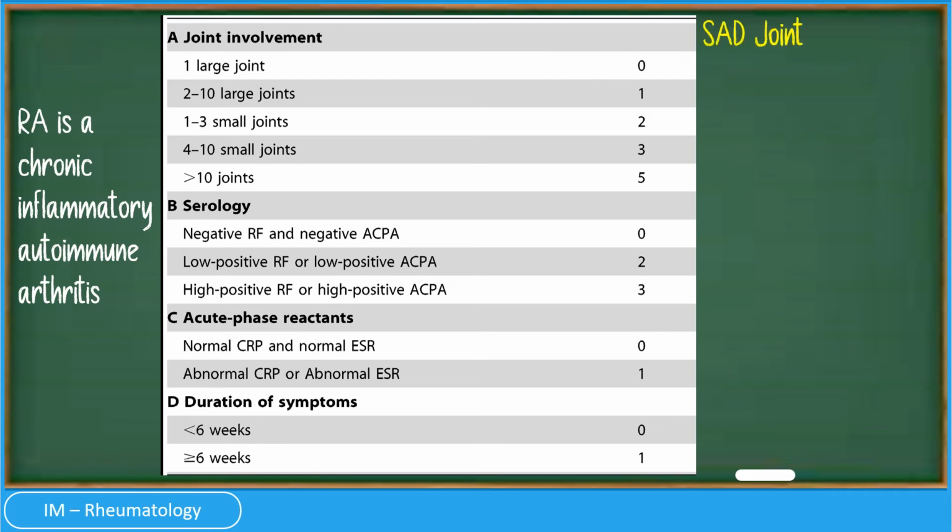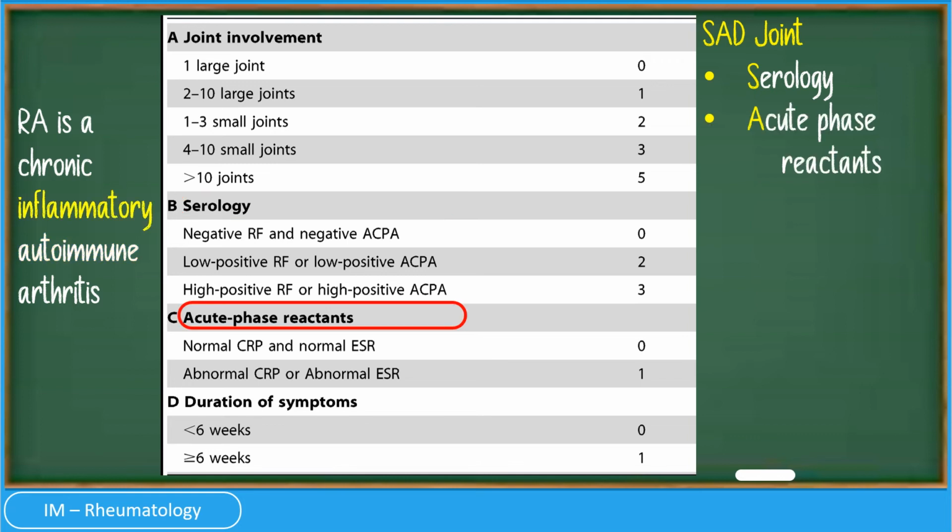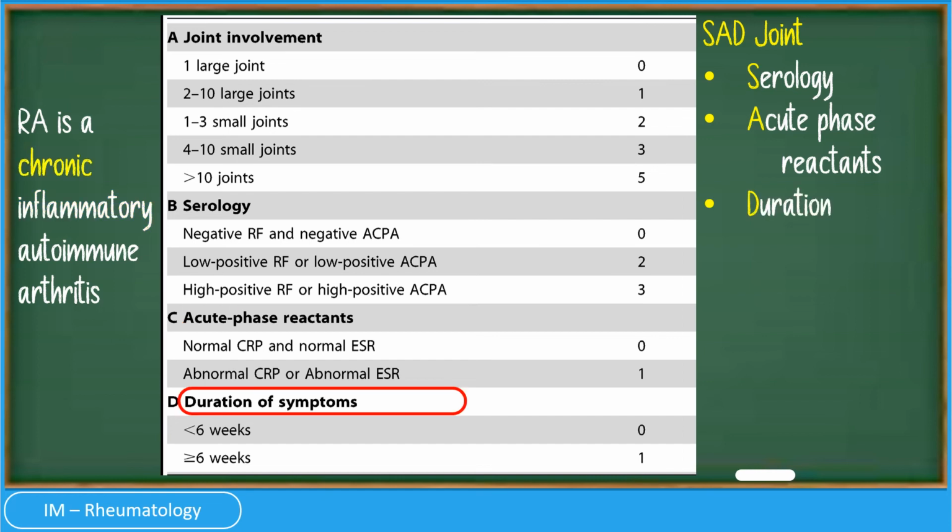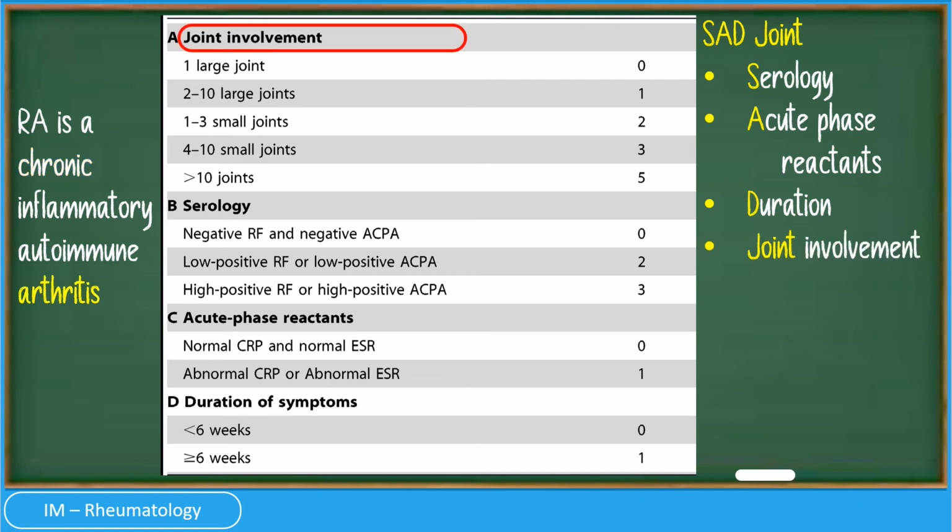The mnemonic that I use is SAD joint. S is for serology. In this case, we could use the rheumatoid factor or the anti-CCP antibodies. A is for the acute phase reactants, ESR or CRP. D stands for duration of symptoms. And lastly, joint for joint involvement.